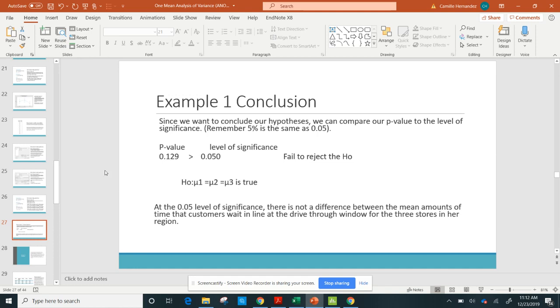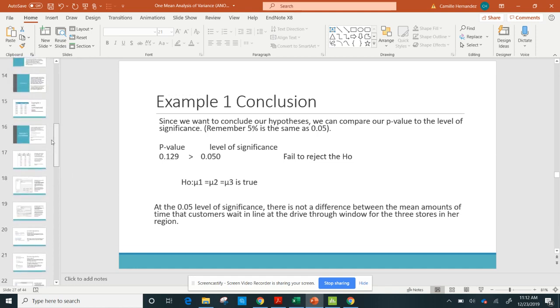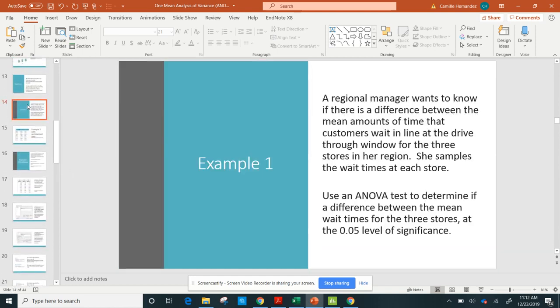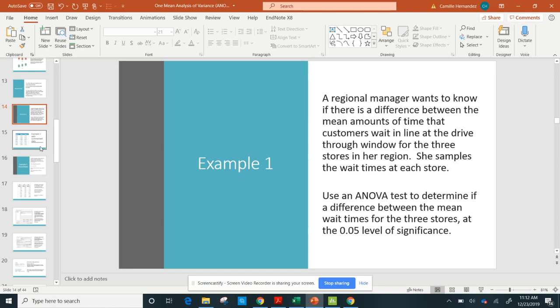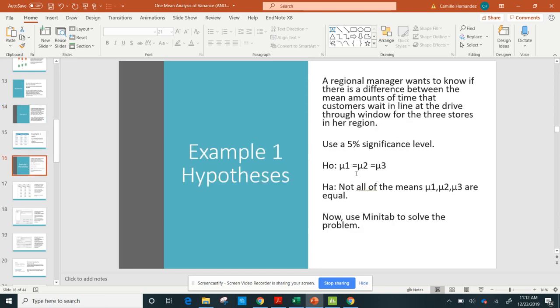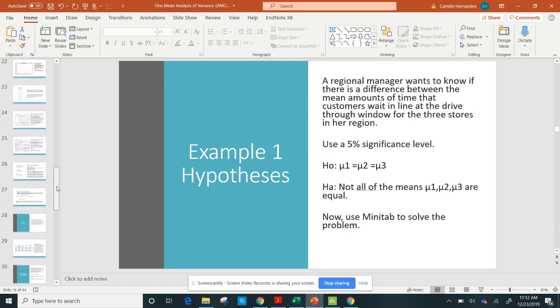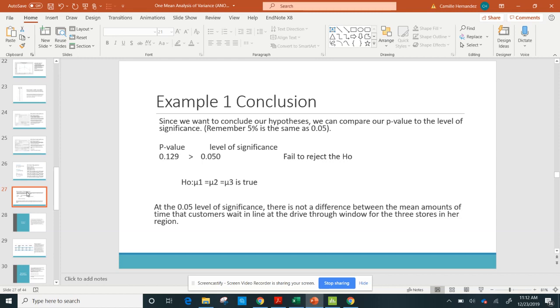Remember, she had asked up here, if I go back to the original hypothesis, she wanted to know if there was a difference. But it's not even that hard, because when I look at my hypotheses, there's really only two ways I can conclude it: that they're the same or that they're not the same. So because she asked for the differences, I just conclude that there are no differences.